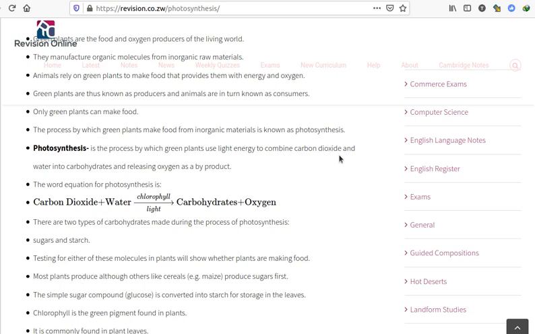But these two, they cannot combine without the use of light energy. So light energy is being used to combine carbon dioxide and water, so as to produce carbohydrates, and they in turn release oxygen as a byproduct, right? So we can summarize all this by saying photosynthesis is the process of combining carbon dioxide and water using light, right?